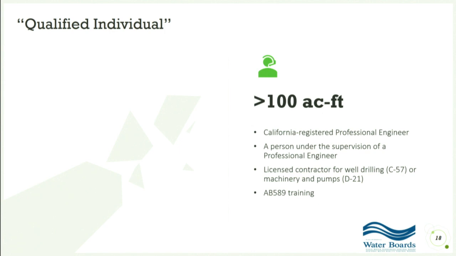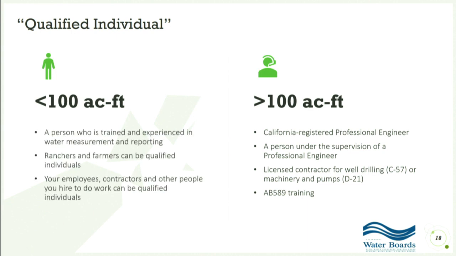589 was introduced after SB 88 and allows individuals to be trained to become qualified individuals. So for less than 100 acre-feet a year diversions, a qualified individual is a person who is trained and experienced in water measurement and reporting. And it can be you, the water users, ranchers, farmers. Or it could be your employees, contractors, or other people you hire to do the work on your facility.